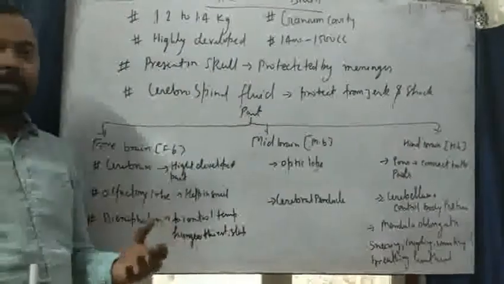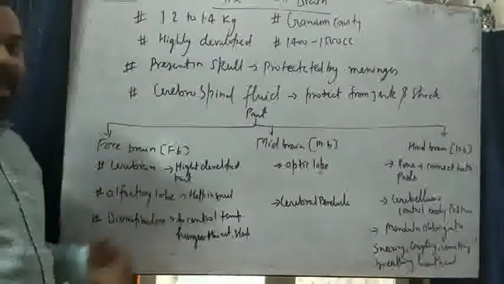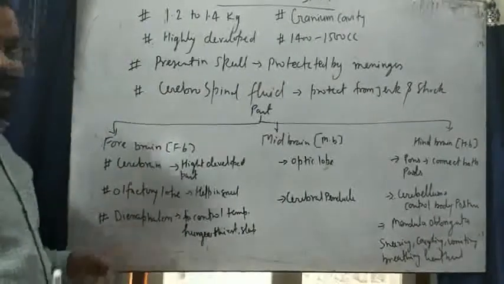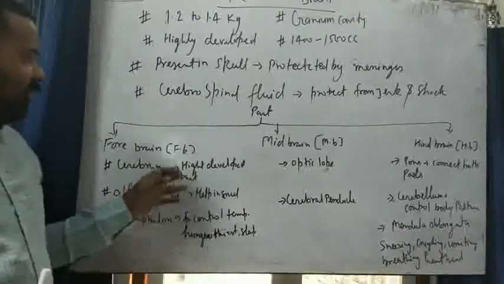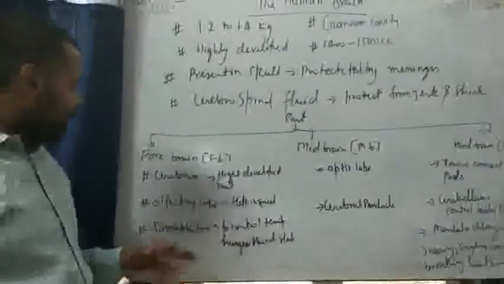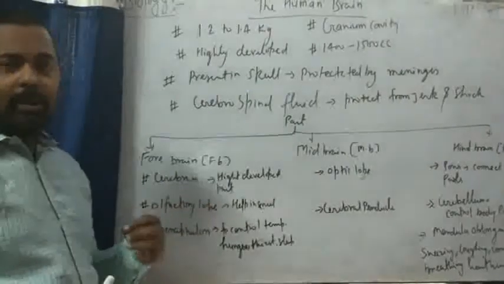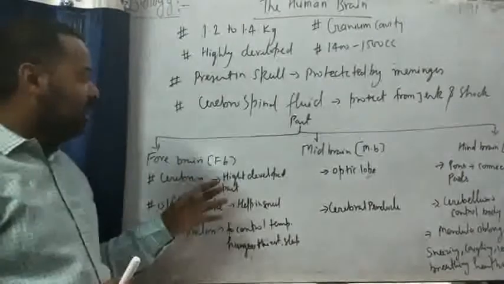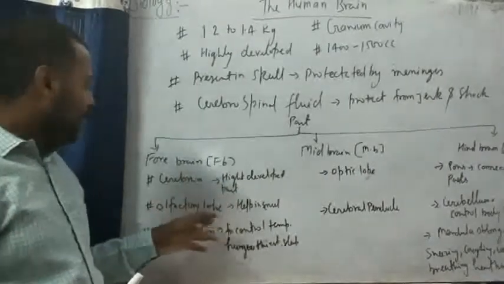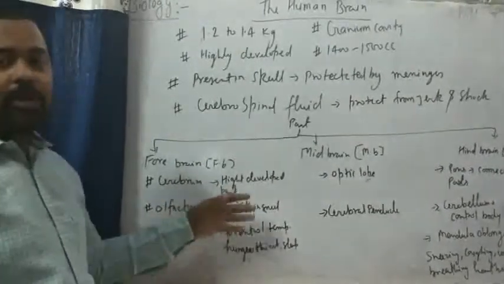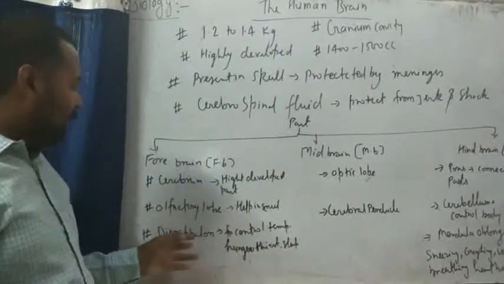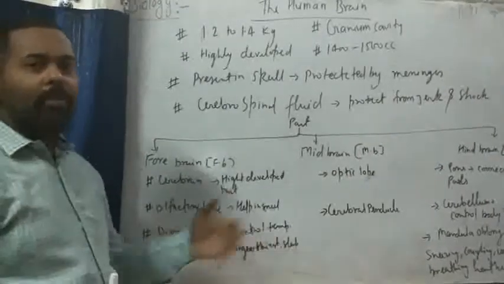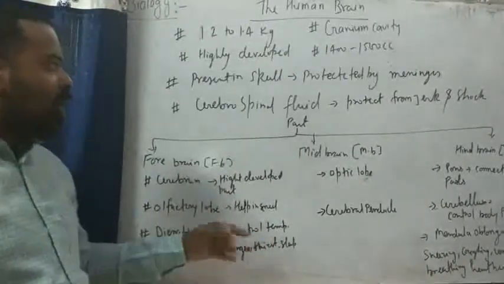The forebrain, which is the front part of the brain and a highly developed part, has three parts: cerebrum, olfactory lobe, and diencephalon. First is the cerebrum, which has highly developed thinking power capacity. Second, the olfactory lobe, which helps to detect smell. And the diencephalon, which helps to control temperature, hunger, thirst, and many functions in our body.